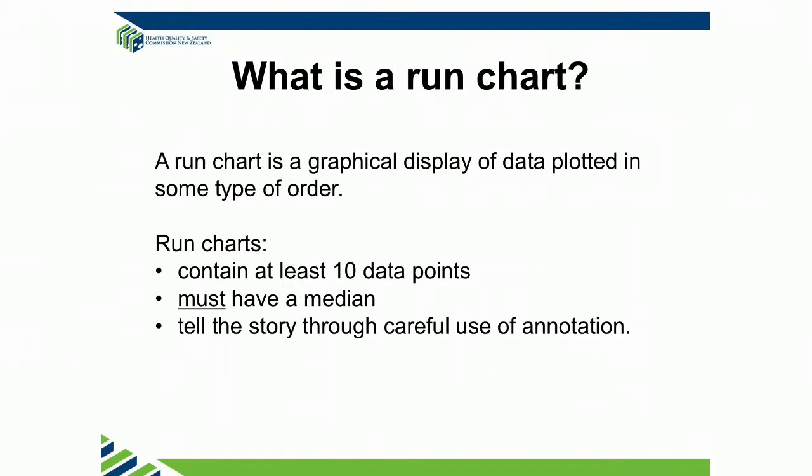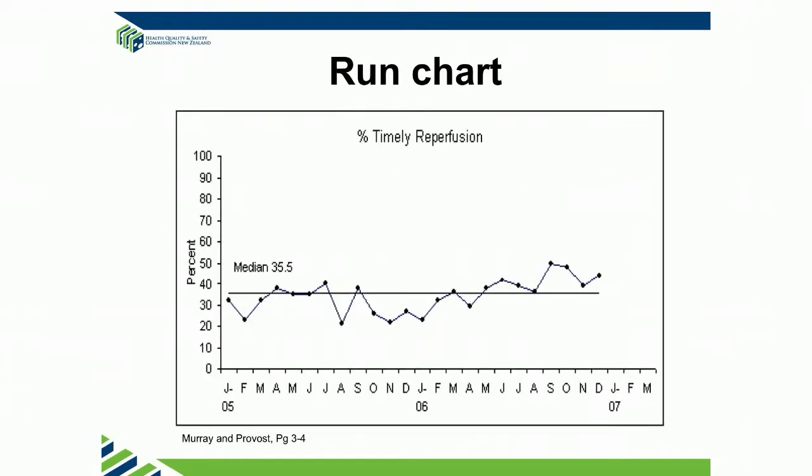So what is the run chart? A run chart is a graphical display of data plotted in some type of order, right? And we've seen that we need some data points to create a run chart so that we get some good confidence around the median. It should have a median, and it should tell a story with annotation. And that's an example of it. That's the median. That's your data point. In this case, we are collecting weekly, so we can say that these are weekly data points. Whatever your metric is around what you're measuring, you put that on the y-axis, and usually it's time on the x-axis, which here is weeks.